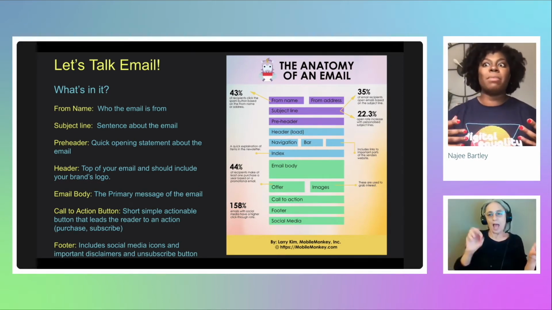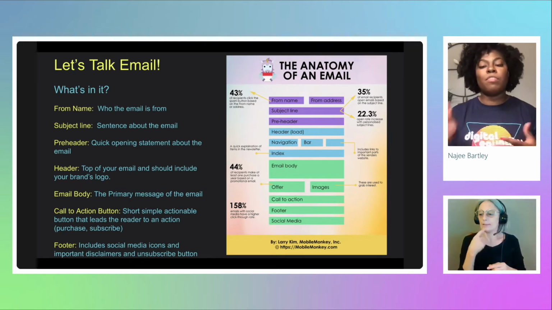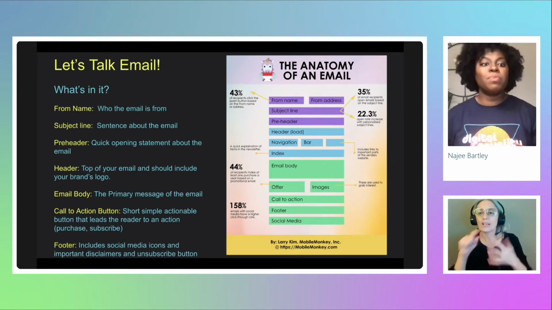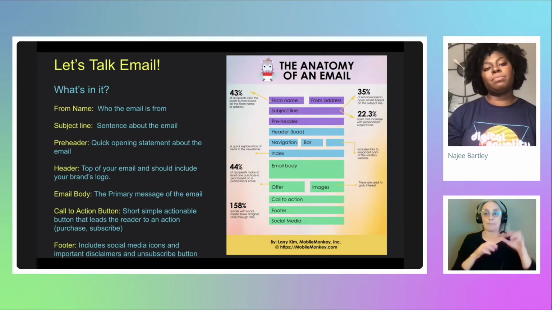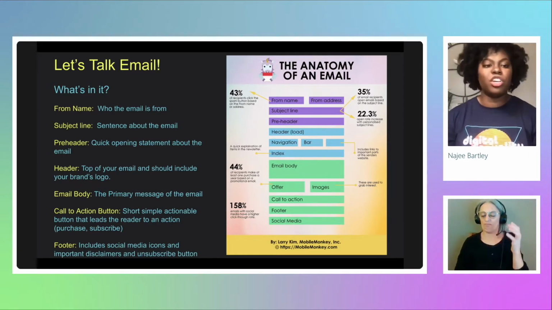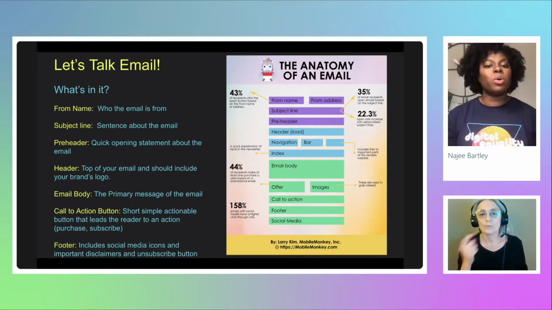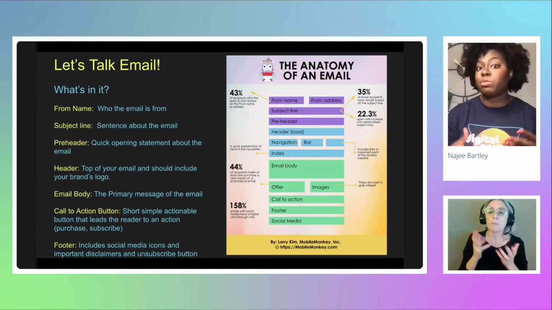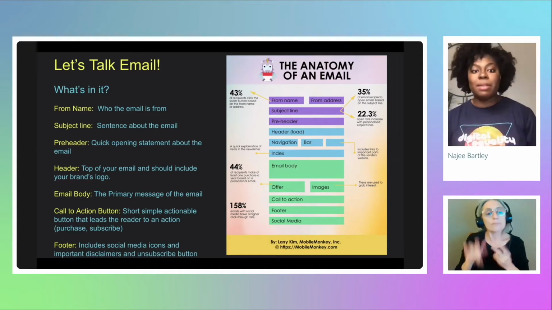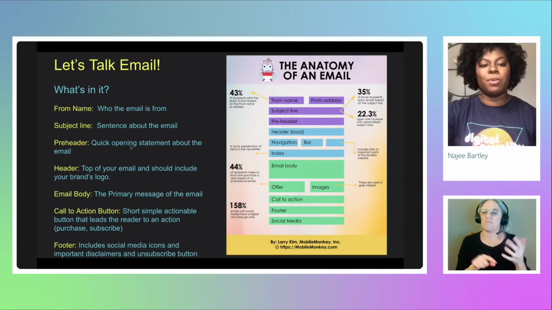Once you open the email, you're going to see that header. You're going to see maybe some different little links that may take you to the website. And then within that email body, you're going to see the primary message of your email. And then always, you're going to have that call to action button, a short, simple, actionable item. Maybe they want you to purchase here. Maybe they want you to subscribe. Maybe they want you to join an event. And then lastly, you have that footer.